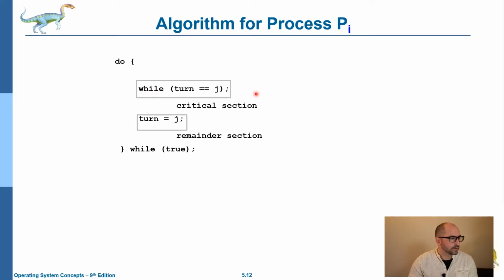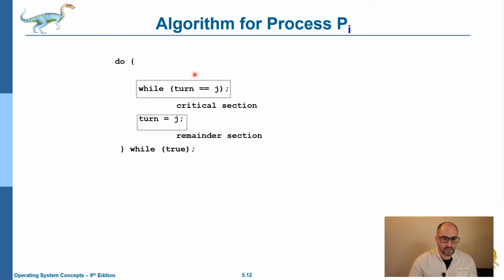So while the turn is for process j, process i will sit and spin and do nothing. It will wait. Once turn is no longer equal to j, that would indicate that it's i, then it becomes process i's turn to enter the critical section. When process i is done, it sets the variable turn to j, indicating that it's j's turn to run, and continues its processing.